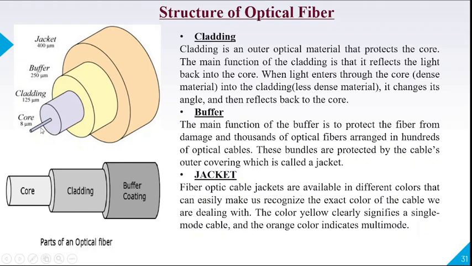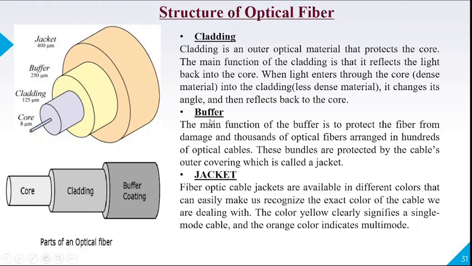Now as you know that core is a high dense material as compared to cladding. It is because the refractive index of core is greater than the refractive index of cladding. Therefore this boundary acts as a mirror, and therefore whenever light enters through the core into cladding, it changes its angle and reflects back to the core.